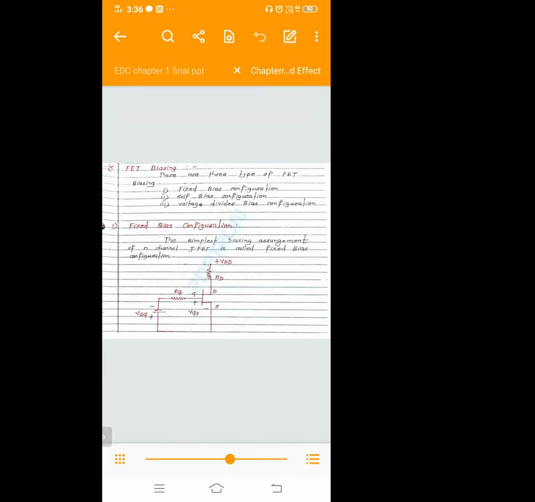Okay, we have seen the FET biasing, which we have already seen. We have revised the same thing now. Biasing indicates that we are applying voltage to the respective terminals of the FET to get it to work in a particular condition, right? There are normally three types of biasing of the field effect transistor. One is the fixed bias configuration, second is the self bias configuration, and third is the voltage divider bias configuration of the field effect transistor.